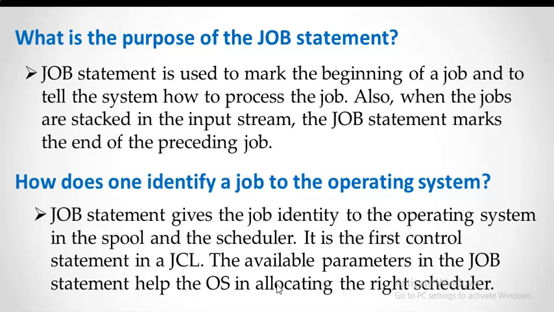How does one identify a job to the operating system? The job statement gives the job identity to the operating system in the spool and the scheduler. It is the first control statement in a JCL. The available parameters in the job statement help the OS in allocating the right scheduler.